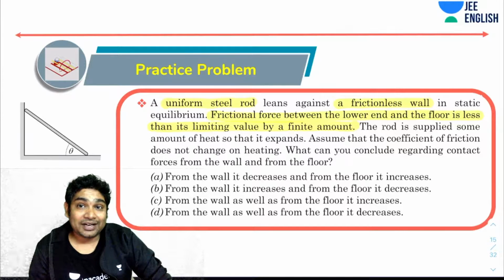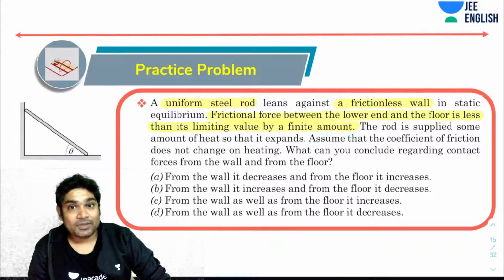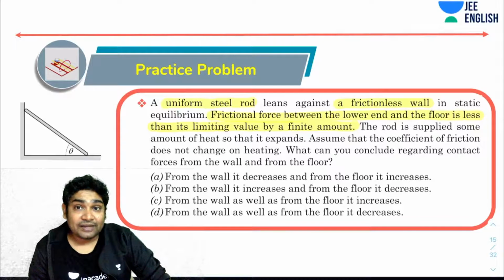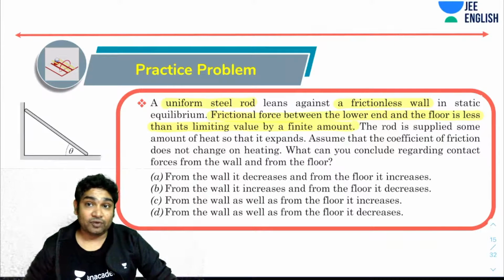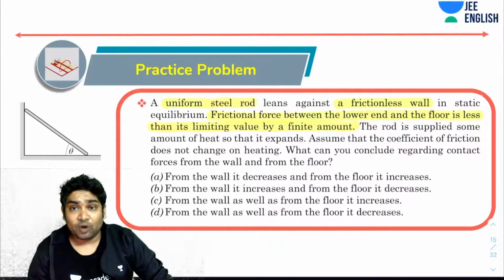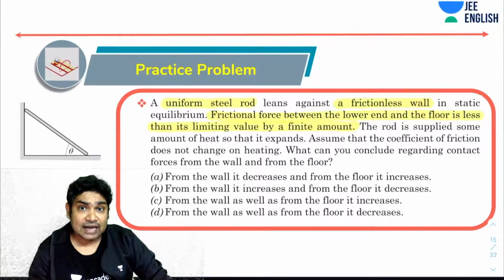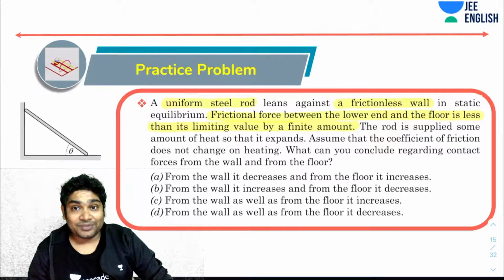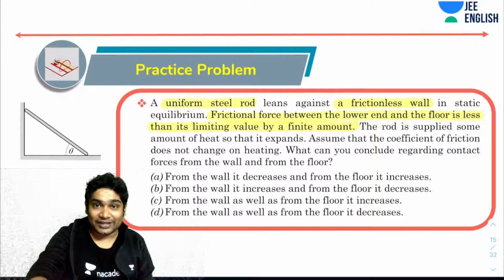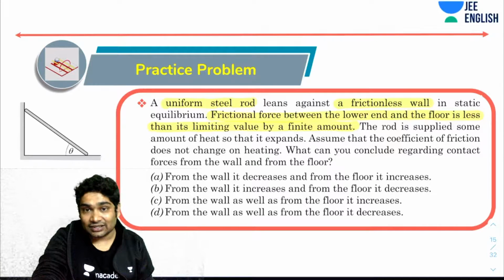What can you conclude regarding the contact forces from the wall and from the floor? What can be concluded about these two contact forces? So option A says from the wall it decreases and from the floor it increases. Option B says from the wall it increases and from the floor it decreases. Option C says from the wall as well as from the floor it increases, and option D says from the wall as well as from the floor it decreases. So what do you think is the right answer for this?